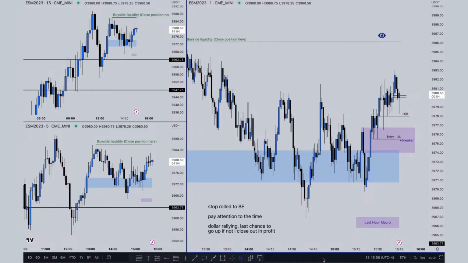So with the dollar rallying and the time of day we're getting into, I wanted to see immediate feedback that I'm on side, or if not, I would close out the position well in profit. But then we see price here, the volume imbalance that I drew out. We see the bodies are respecting price beautifully. So it's still giving me that confirmation that I'm on side and the market is still in a buy program.